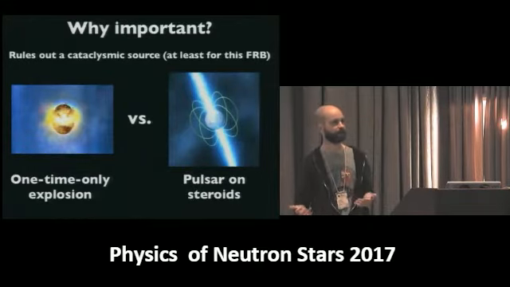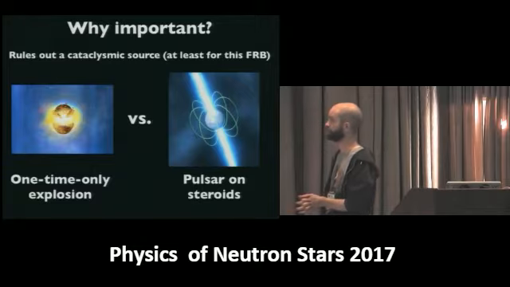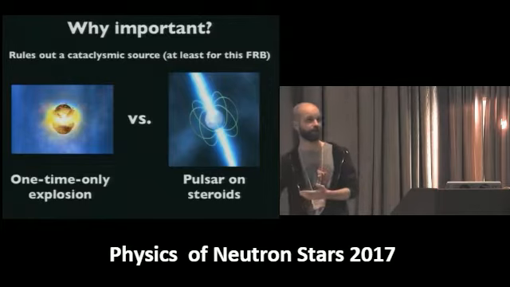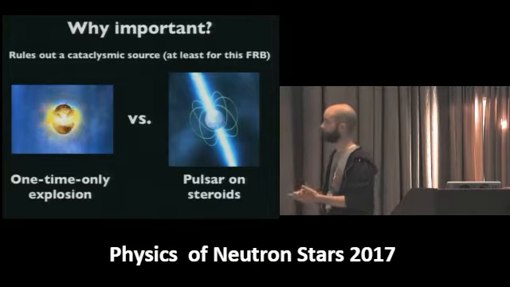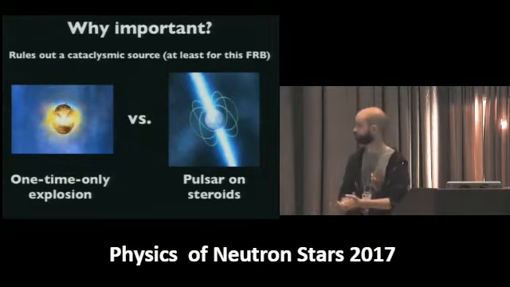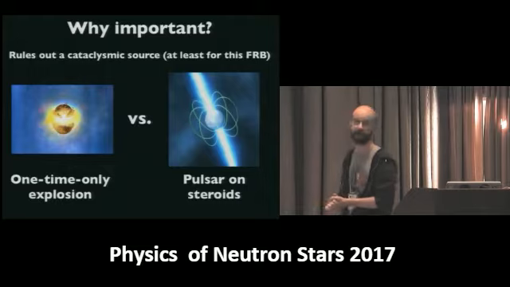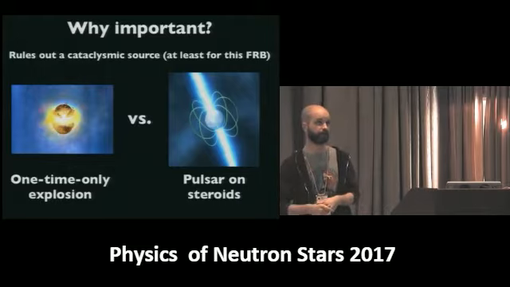What is the consequence of the fact that it repeats? Quite simply, the origin of the burst cannot be a one-time-only explosion, as was previously popular for FRBs in general. But at least for this particular fast radio burst source, which of course could be different in nature than the other sources, whatever is producing the bursts has to be able to survive the production of the bursts themselves. It has to live long enough to produce multiple bursts.